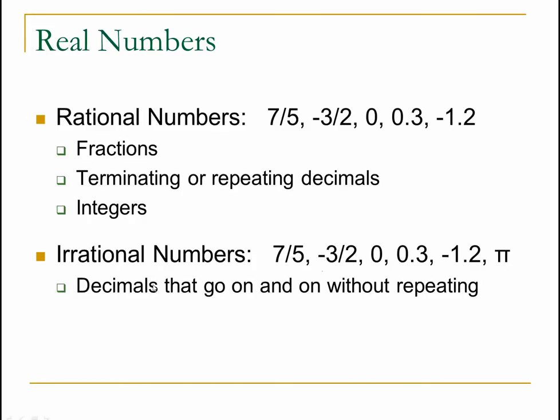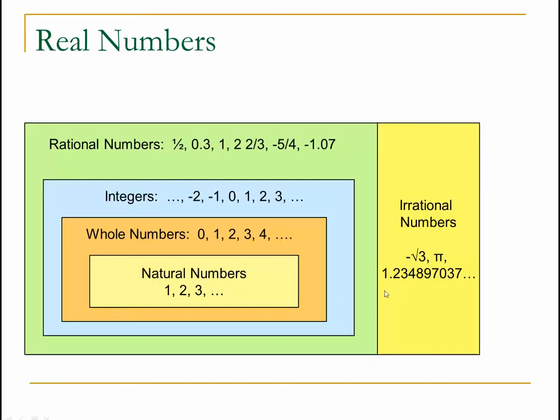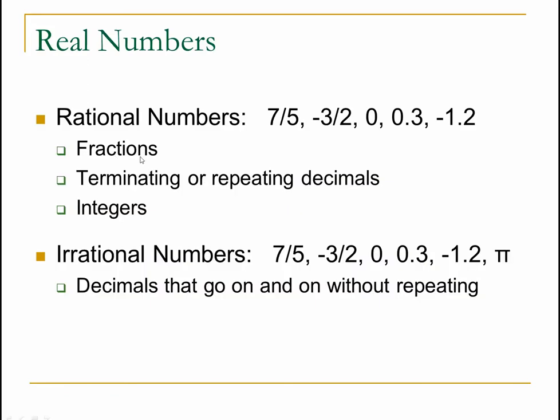Now, irrational numbers are those numbers that go on and on and never repeat themselves. So for example, pi, which is 3.14 and it continues, or this number right here, 1.2348997, which goes on without repeating itself. Irrational.